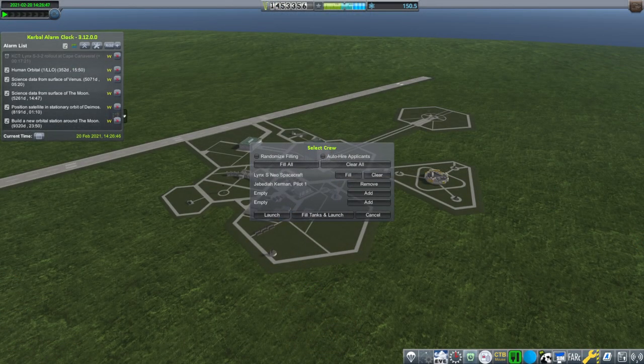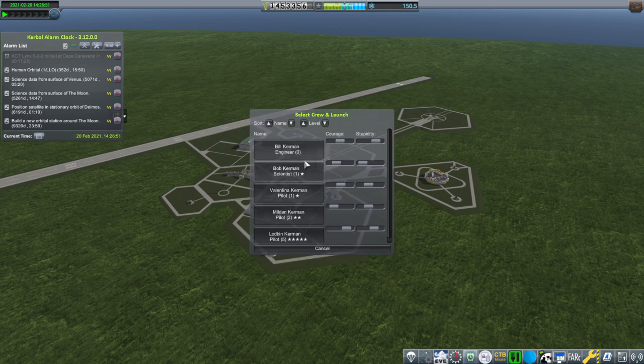Okay, time to put the Kerbals in. We've got Jeb here, who apparently only has one star. Bill has none. Bob has one. Valentine has one. Milden has two and Lodbin has five. How does Lodbin have five? I don't even remember.